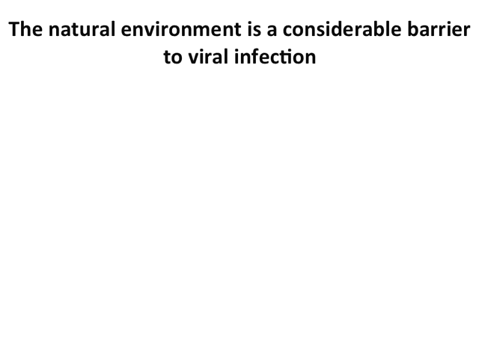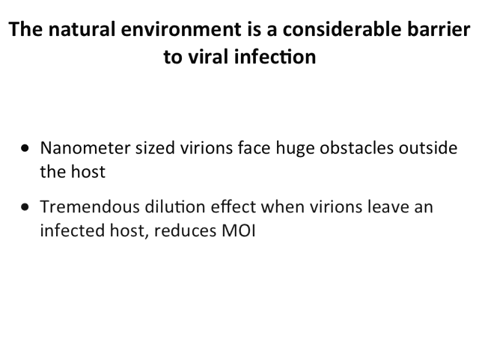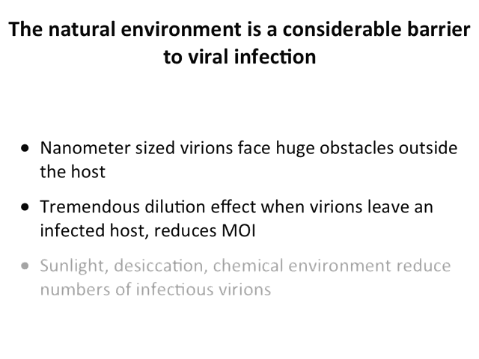For example, the natural environment is a considerable barrier to infection. These are very small viruses for the most part. Remember, you can't see them. They're tiny, being blown around by air currents. So once they're released from the host, they face huge obstacles. There's a big dilution effect. So effective multiplicities when you are infected are quite low, very different from a cell culture dish.